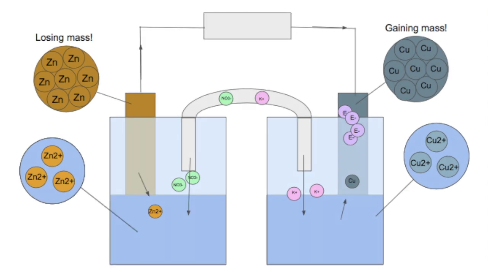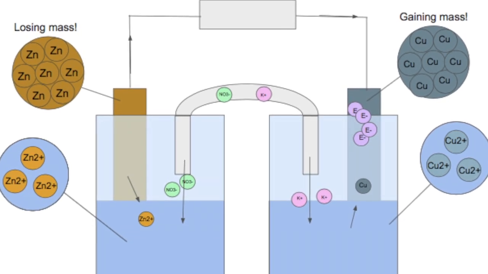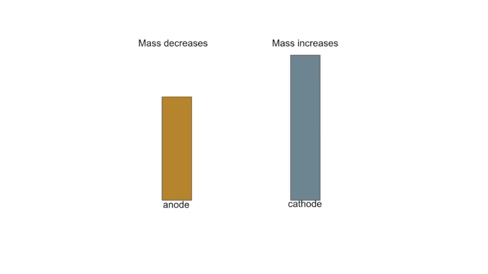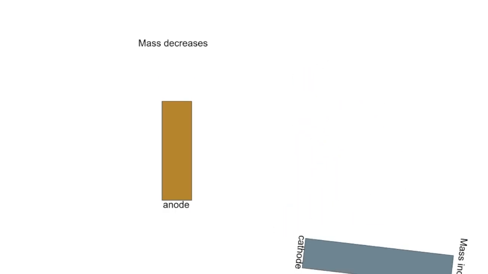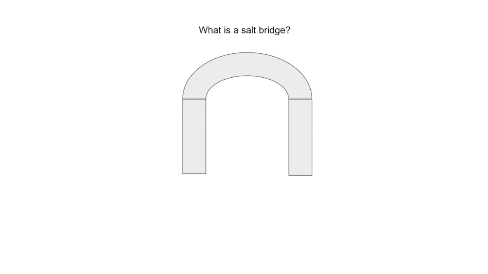As the solid zinc loses electrons, it disperses into aqueous zinc 2+, and the copper 2+ joins with the electrons to form solid copper. Because of this, the mass of the anode decreases as the electrode loses mass because the zinc dissolves into the aqueous solution.